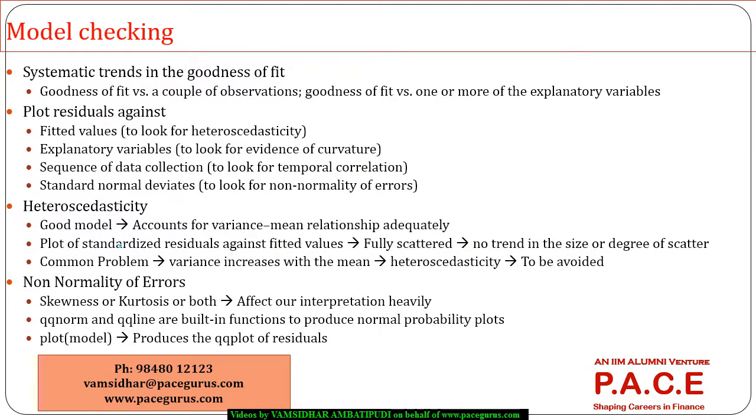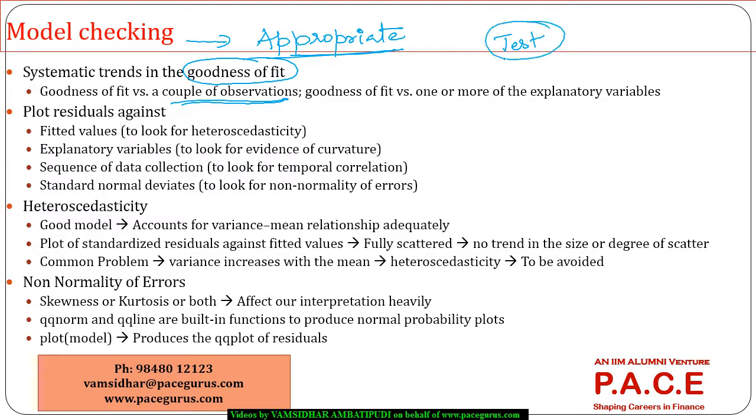Then, once you have created your model and found that it is an appropriate model for the kind of data that you are using, you also look at goodness of fit, right? Goodness of fit again can be performed through various mechanisms. You look at a couple of observations, test your model on those observations, and you can say whether your model is good or not. You can fit them against one or more explanatory variables. You change the values of one or more explanatory variables and see how the response variable is getting affected. So we can see the systematic trends in the goodness of fit, and based on that we can say whether my model is anywhere close to accurate or not.